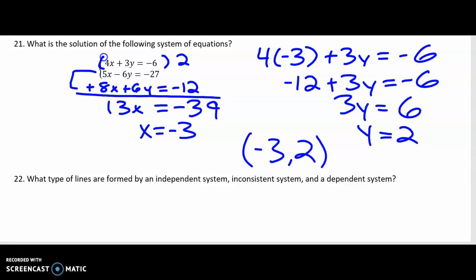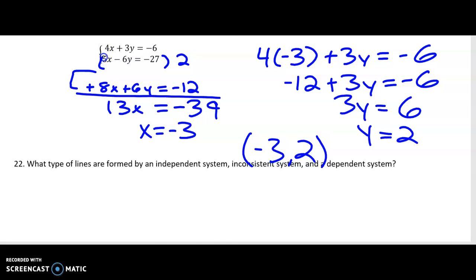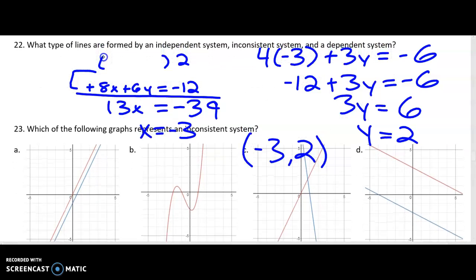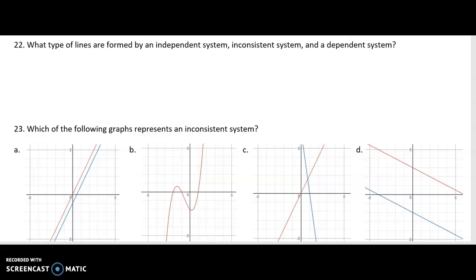All right, so there we go. Number 22. Again, no work. Just make sure you pay attention to which one it's asking you for. It's not going to ask you for all 3. It'll ask you for one of the 3. So if I'm looking at this, I have an independent system. What kind of lines do I have when I have an independent system? These happen when the lines intersect with each other. That's when you get an independent system.